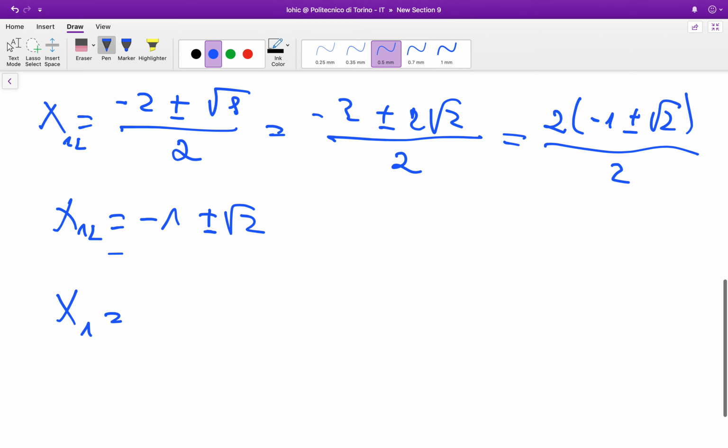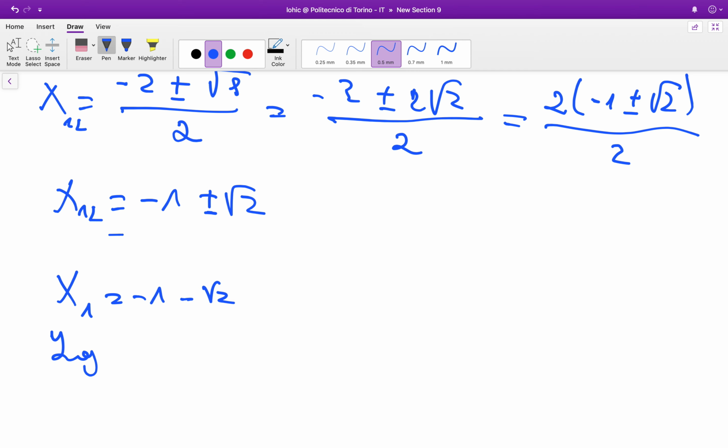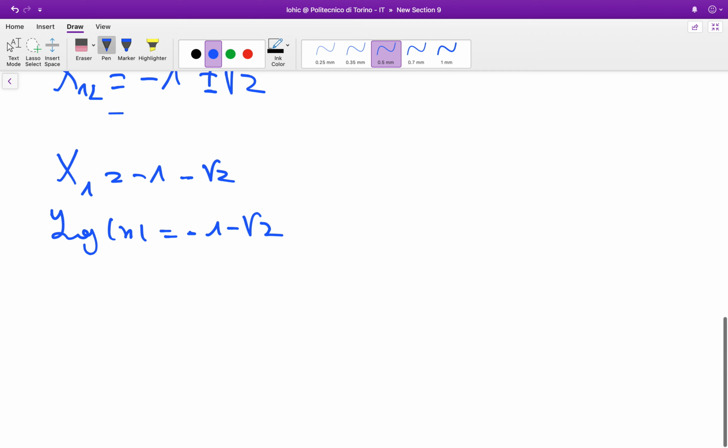If I have x1 equal to minus 1 minus root 2, it means that the logarithm of x is minus 1 minus root 2, and thus we apply the exponential to both sides. When we reach here, we apply exponential here and exponential here. If you do exponential of logarithm of x, I get x. So x is the exponential of minus, let me write it like this, the sum.